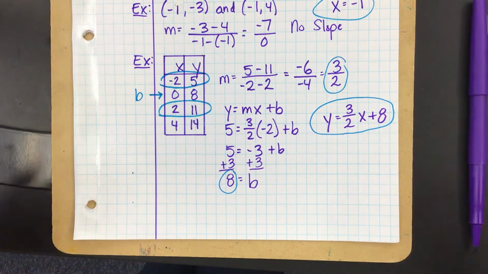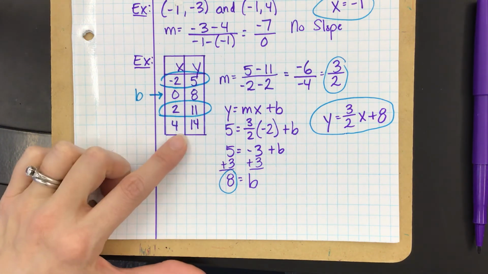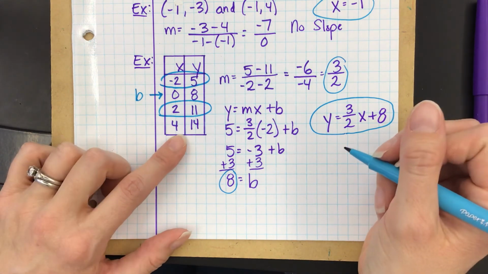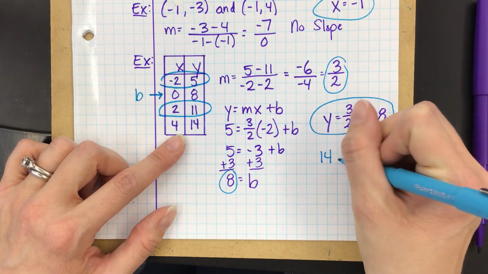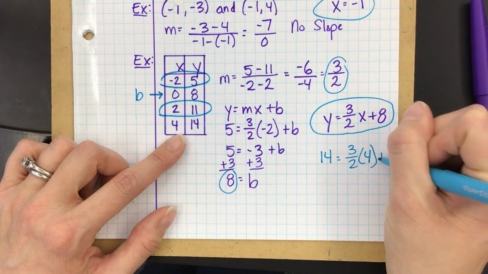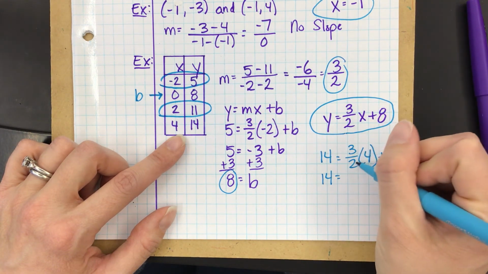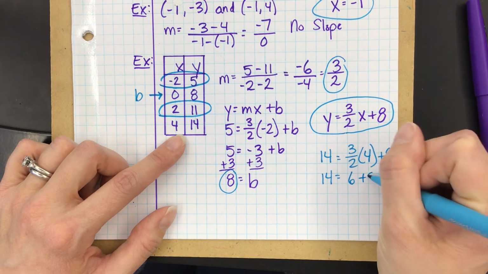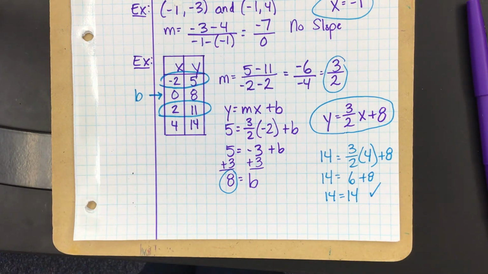Okay. Now you actually can check your answer to make sure that you've done this correctly. You just pick another point from the table that you didn't use and plug it in for x and y. So this is going to be 14 for my y, 4 for my x. This is going to be 6 plus 8. 14 is equal to 14, so yeah, we're good. That is the correct equation.